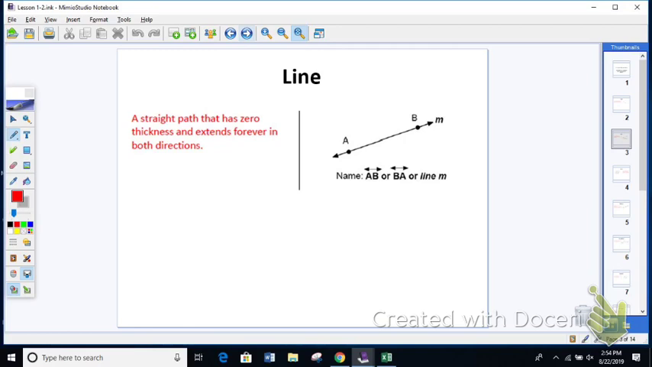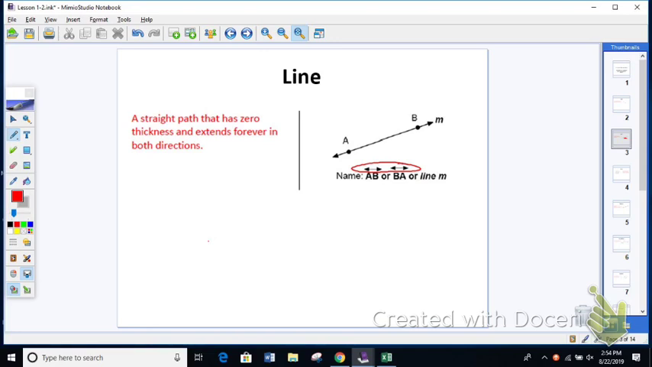When we name a line, we have several different options. One of them is to use the line symbol, which is a bar with arrows on both ends. When we do that, we have to name 2 points that the line goes through. So we only have 2 points showing. We have point A and we have point B. Order does not matter. So I could name this line AB, or I could name it line BA. Again, order does not matter.